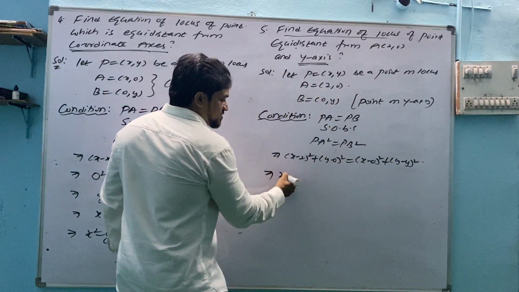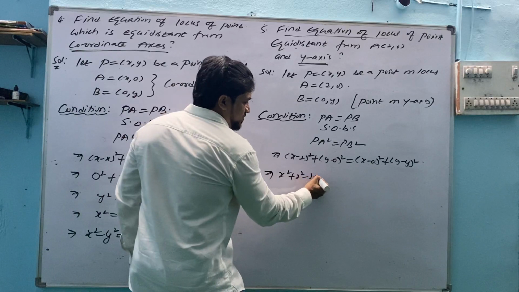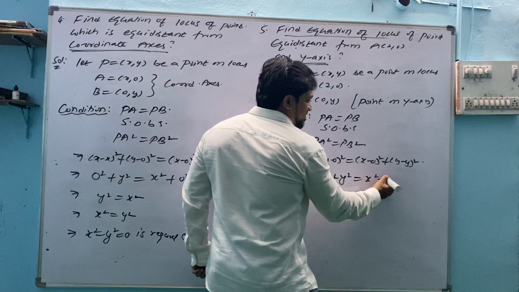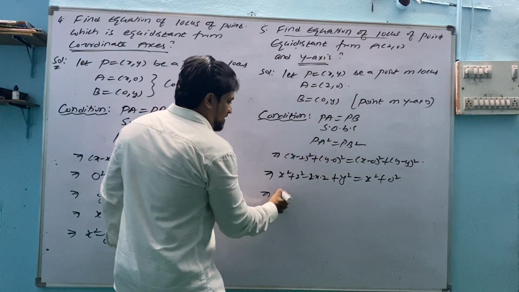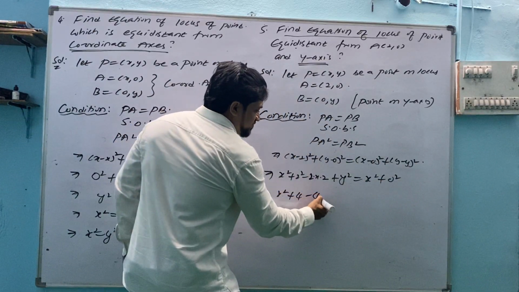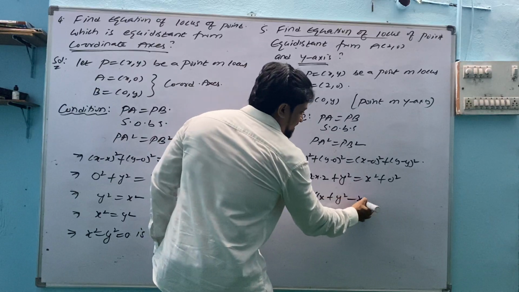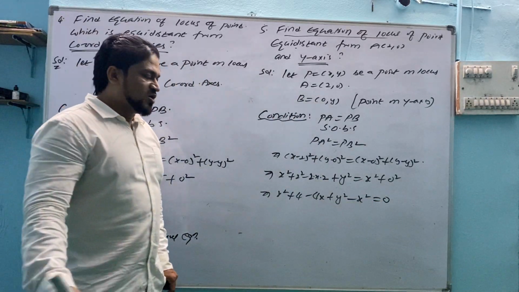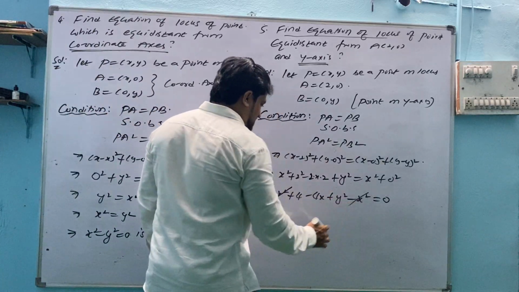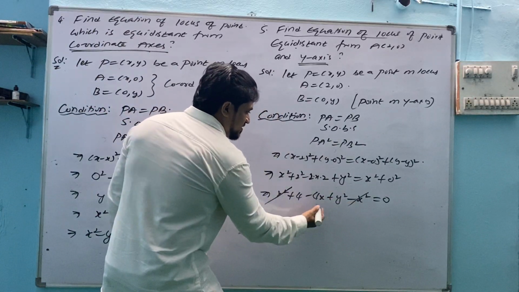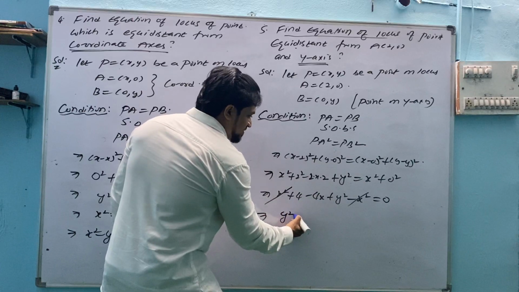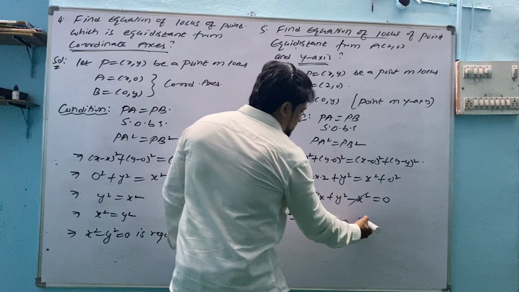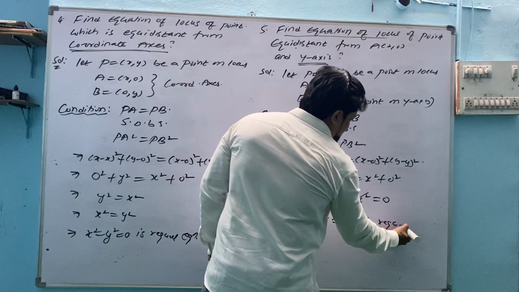Here A minus B whole square is A square plus B square minus 2AB. This is y square. Here x square plus 0 square. x square plus 4 minus 4x plus y square minus x square equal to 0. Now we have to count the number of x squares, so these two cancel. Then whatever remains, first write the square value, then the x value, then the constant, equal to 0 is the required equation of locus.